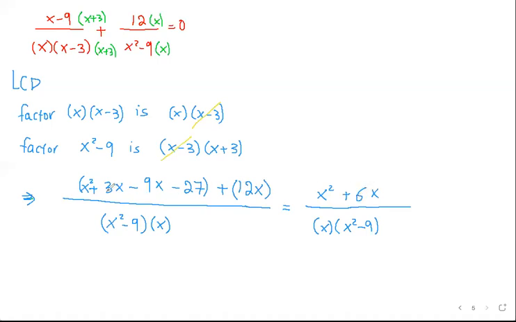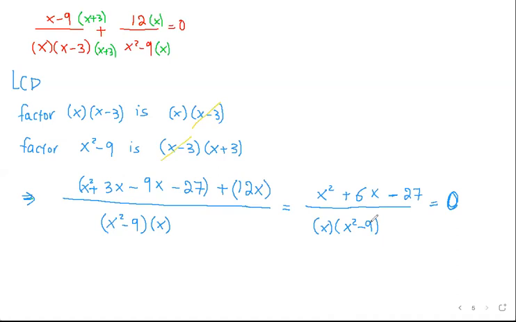Because we have positive 3 plus 12 is 15, minus 9 is 6, minus 27. This is equal to what? 0. We still can factor there? We can eliminate a value there? We can factor it, yes.